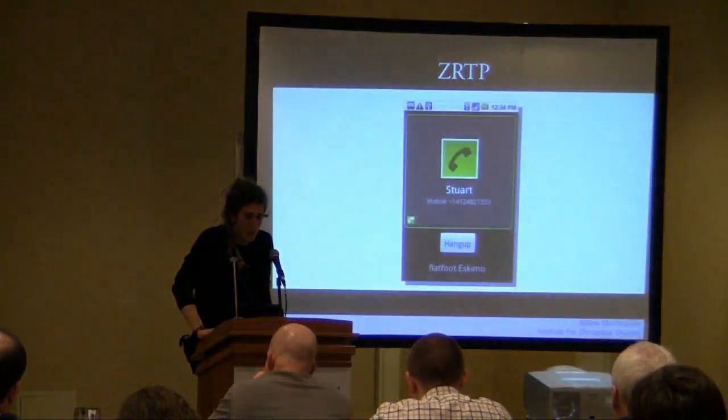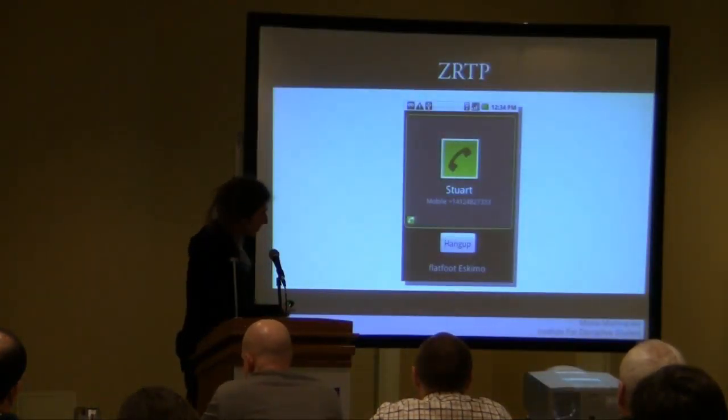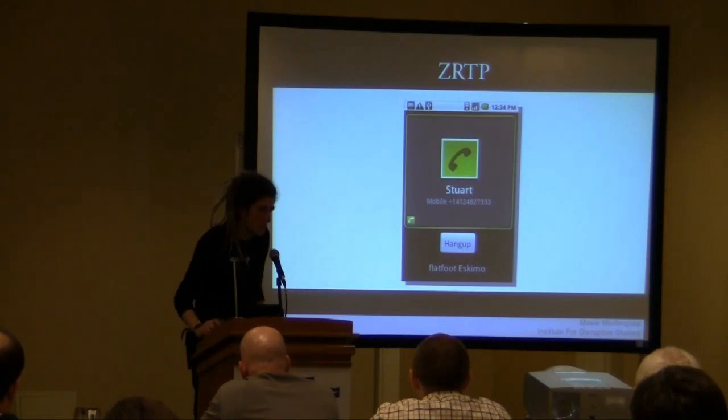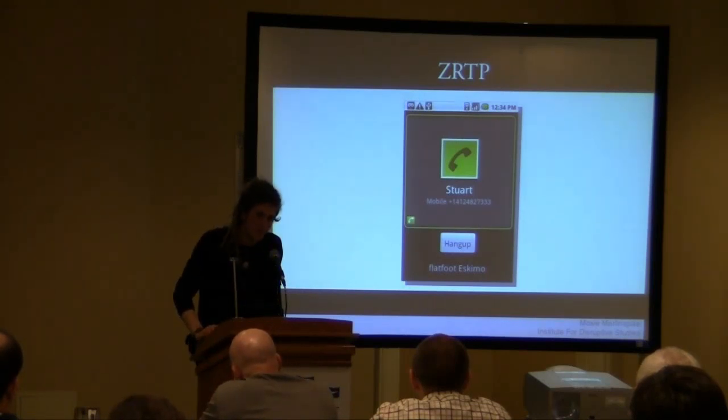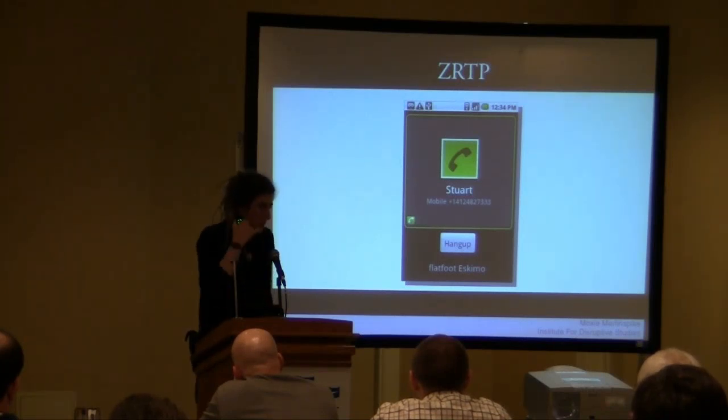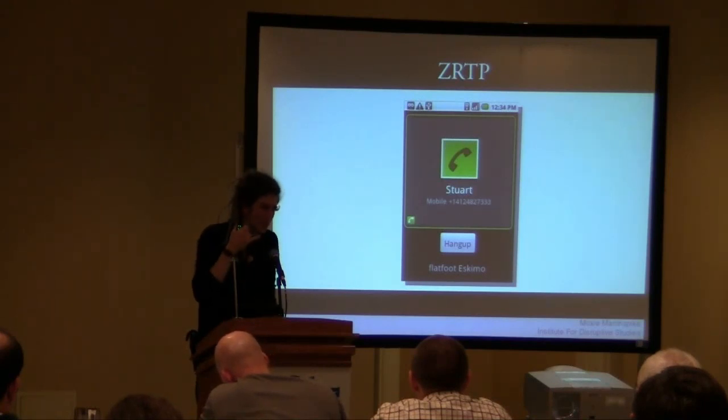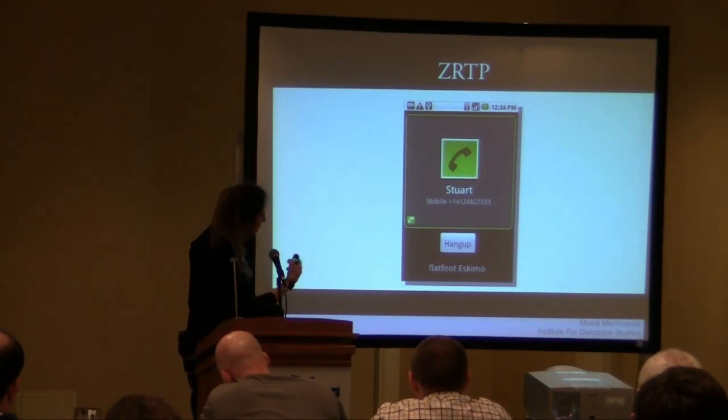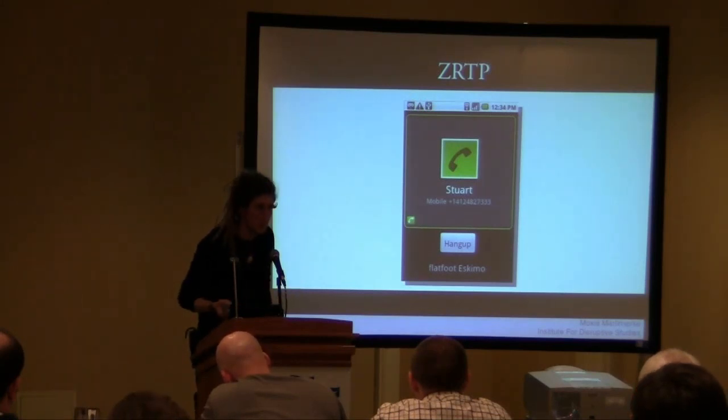So the way it works is that once a call is set up, at the bottom of your call screen, there will be two words. In this case, Flatfoot Eskimo. Those two words are derived from the session key that both parties have. So you make the call, and the first thing you do is you look at the string, and then you say, Flatfoot Eskimo. And the person you're talking to says, yep, Flatfoot Eskimo. And now you know that you both have the same string at the bottom of your phones, which means that there was no man-in-the-middle attack.